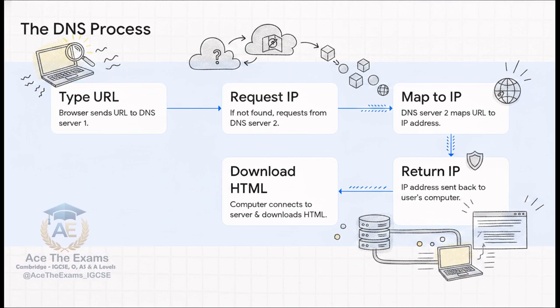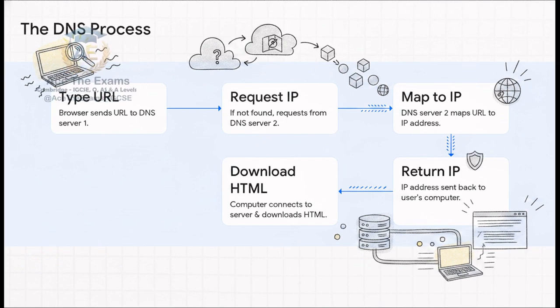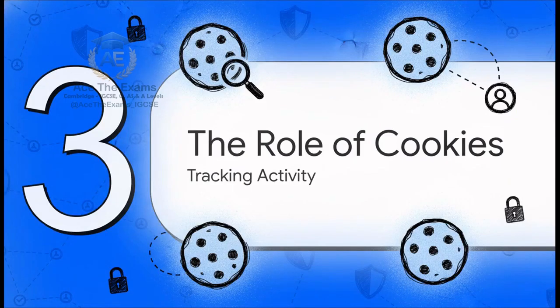And finally, step 5. Your computer uses that IP address to set up a direct communication line with the website server that allows the HTML code to be downloaded right to your screen. And the craziest part? This entire 5-step dance happens in a fraction of a second. Right, on to section 3, the role of cookies.